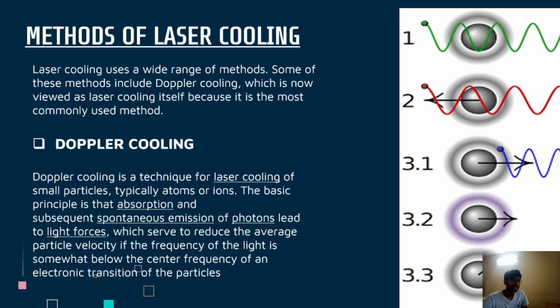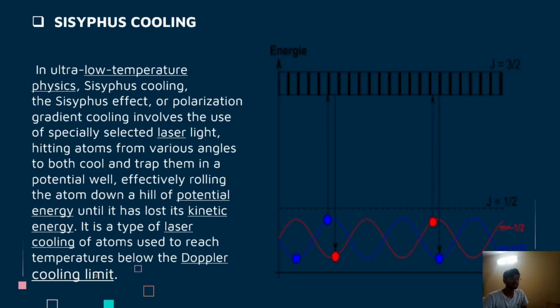Methods of laser cooling. Laser cooling uses a wide range of methods. Some of these methods include Doppler cooling, which is now viewed as laser cooling itself because it is the most commonly used method. Doppler cooling is a technique for laser cooling of small particles, typically atoms or ions. The basic principle is that absorption and subsequent spontaneous emission of photons lead to light forces, which serve to reduce the average particle velocity if the frequency of light is somewhat below the center frequency of an electronic transition of the particles.